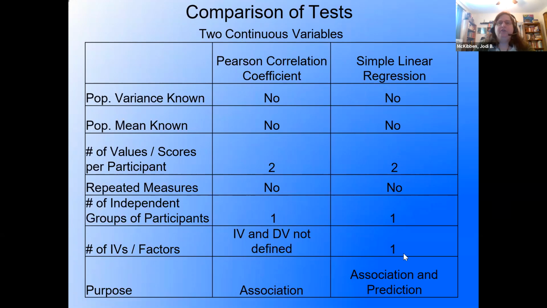Now, a really important difference between these two is that the IV and DV, the independent variable and dependent variable, are not defined for a Pearson correlation coefficient. And what do I mean by that? You could mix them up. Is sleep associated with happiness? Is happiness associated with sleep? You could ask it either way. Doesn't make a difference. Whereas with simple linear regression, it is defined. We would say that we want to know if number of hours of sleep obtained per night predicts happy mood ratings.